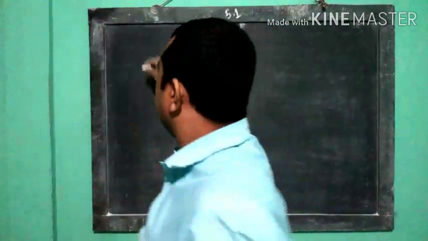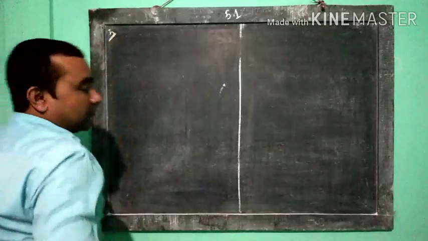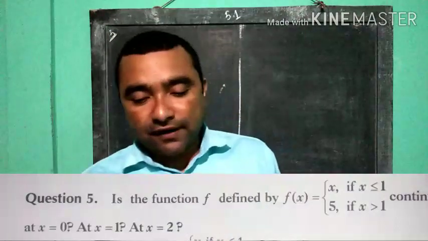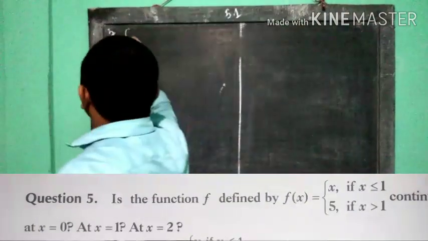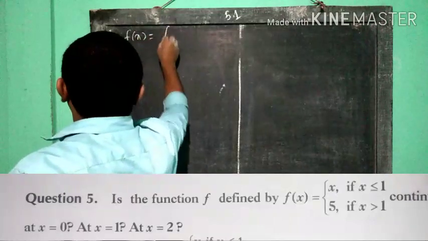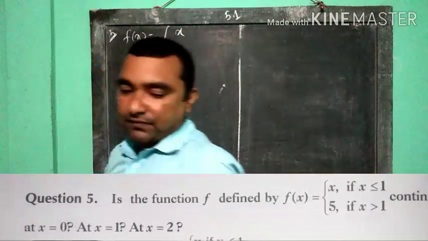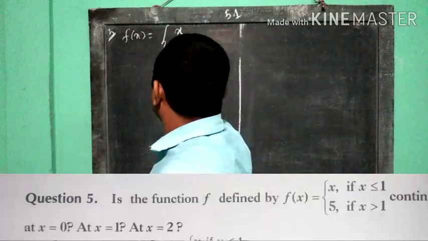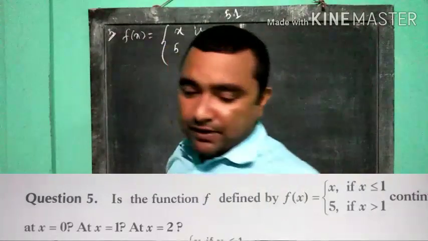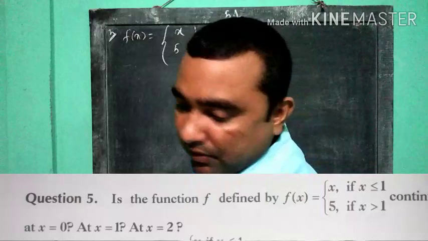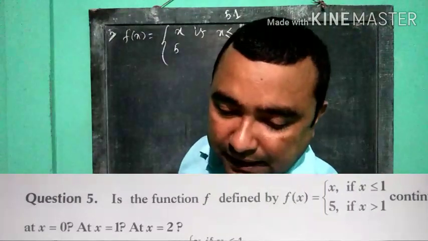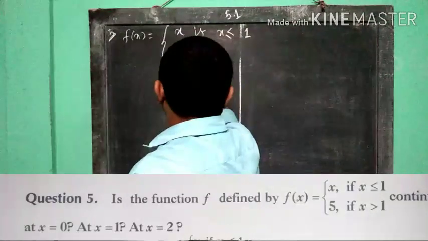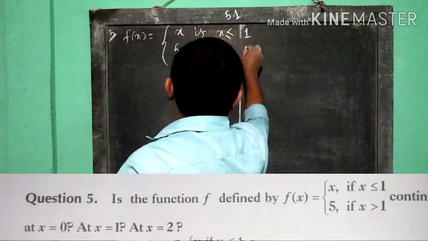Okay. Now we are going to solve question number 5. Is the function f defined by f(x) given here? First of all, write here f(x) equal to x, and it is 5, if x is less than or equal to 1, and the second condition is if x is greater than 1.